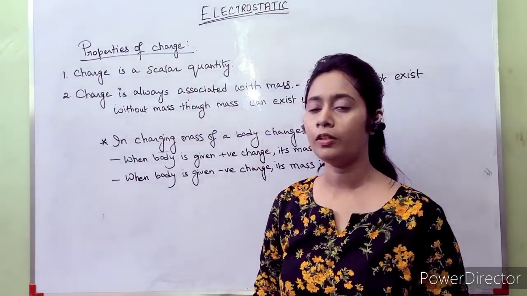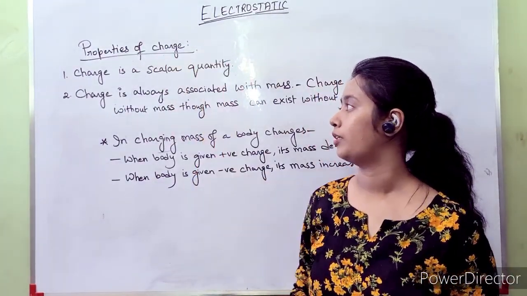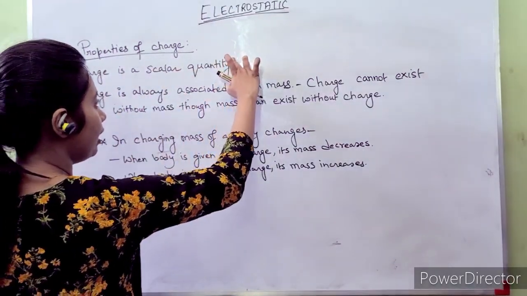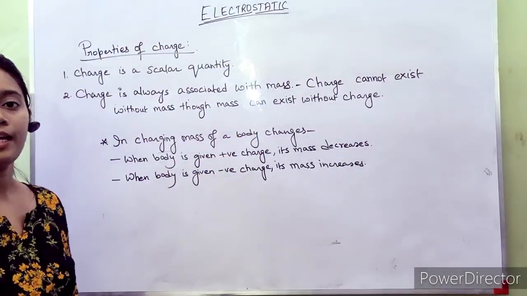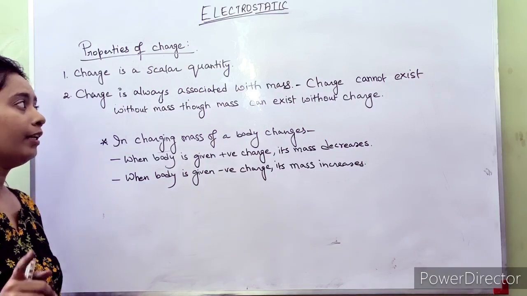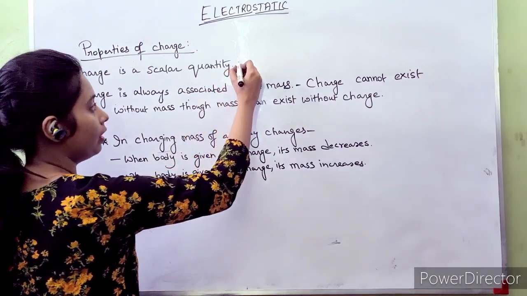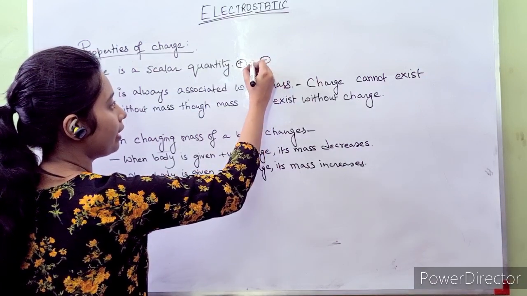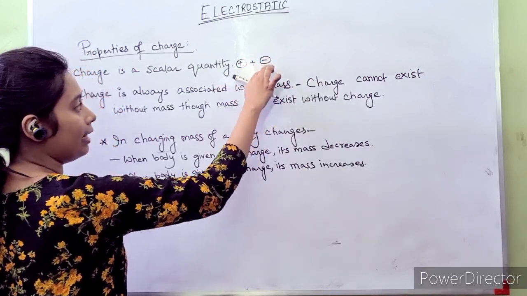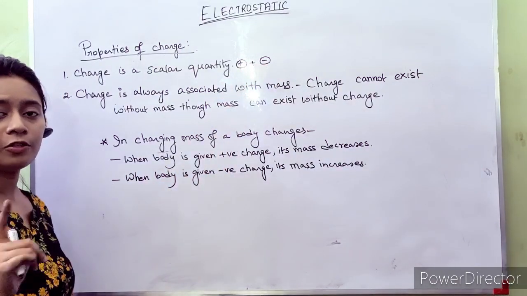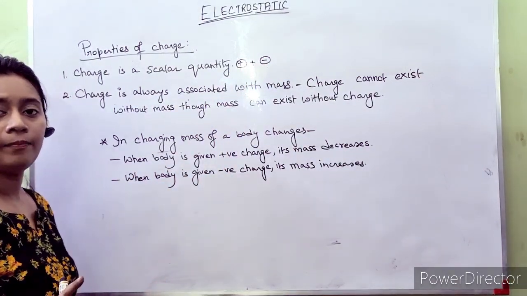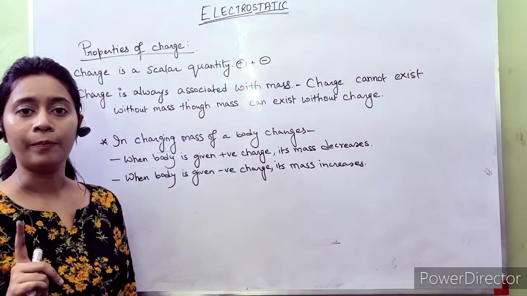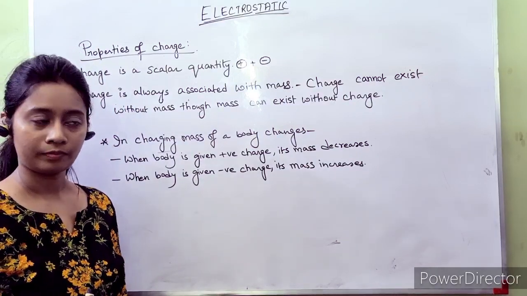Now let me note down some of the properties of charge. Charge is a scalar quantity. Scalar quantity means charges can be added by simple algebraic rule. Like this is positive charge and this is negative charge. They can be added by simple algebraic rule. But in case of mass, we add them by arithmetic rule because mass cannot be negative.